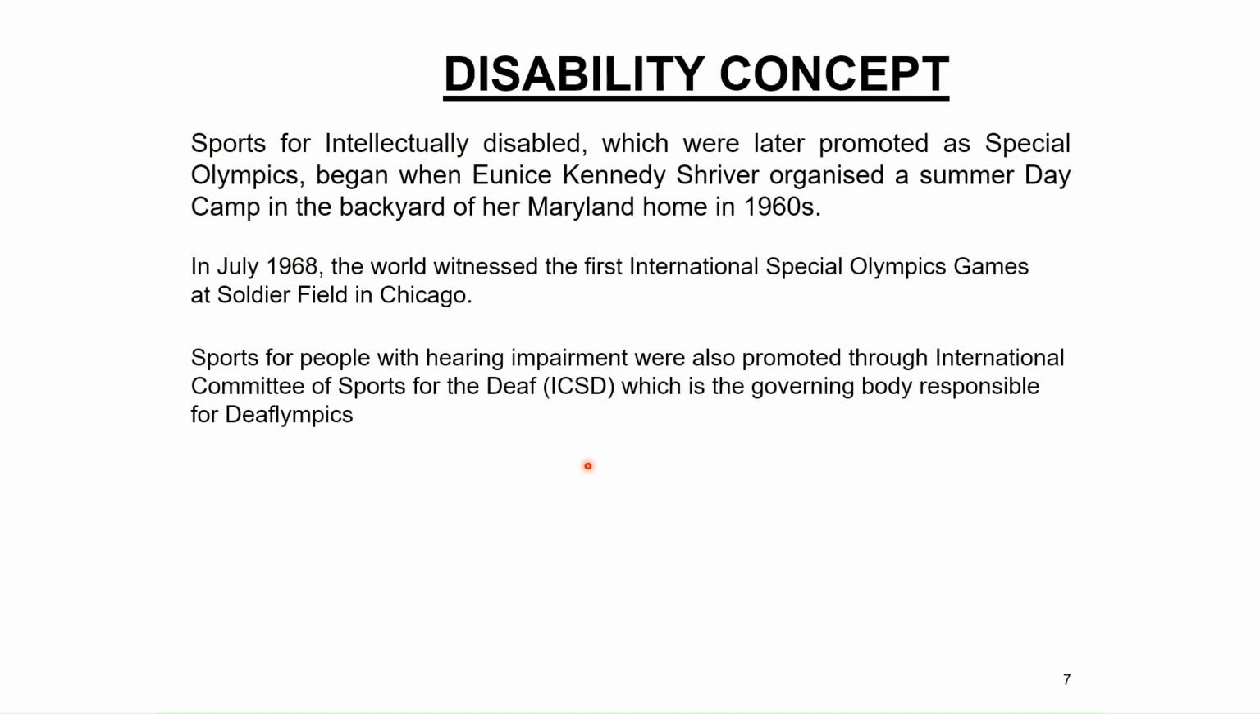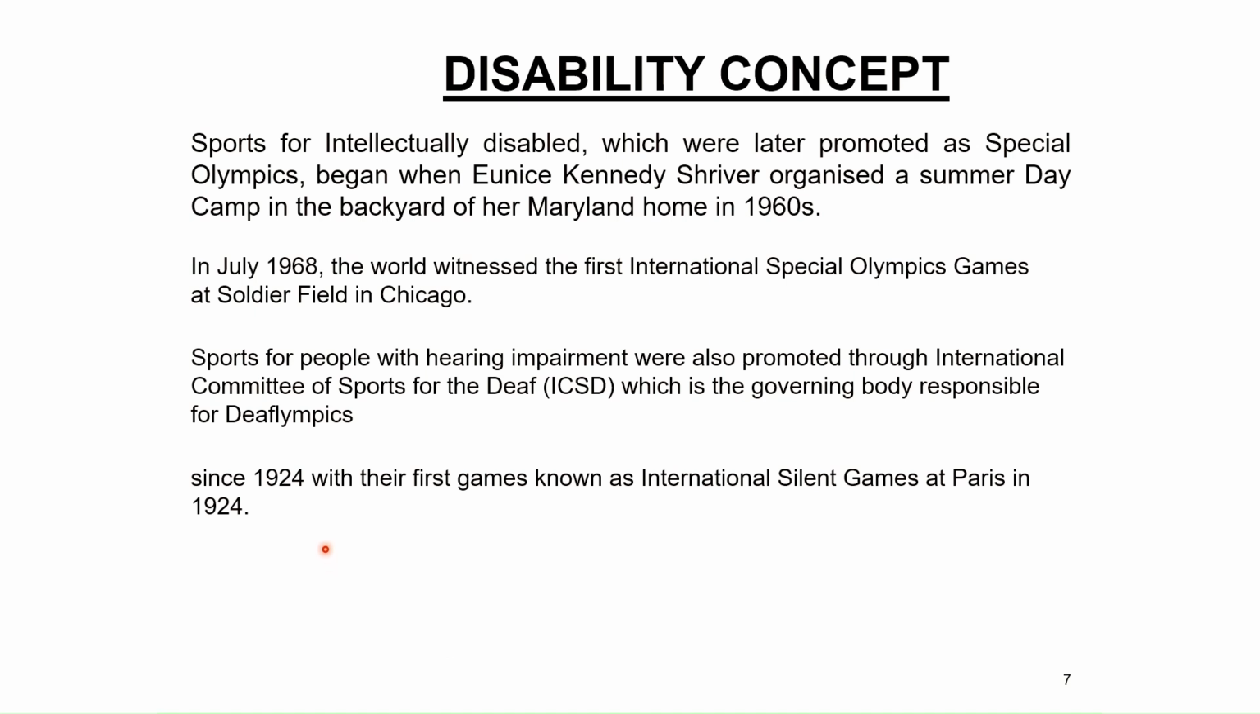Then sports for people with hearing impairment were also promoted through the International Committee of Sports for the Deaf, and later it became the Deaf Olympics. The people who have hearing problems come under Deaf. The first International Silent Games were held in 1924, also known as the Deaf Olympics.